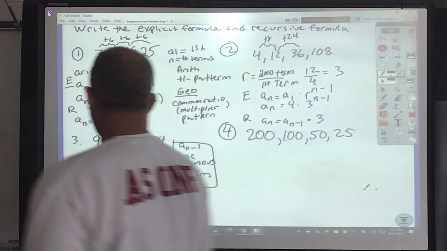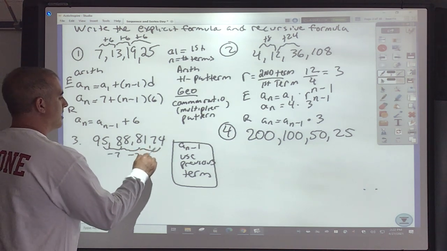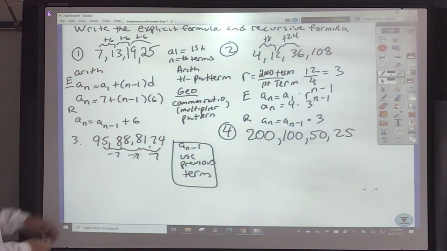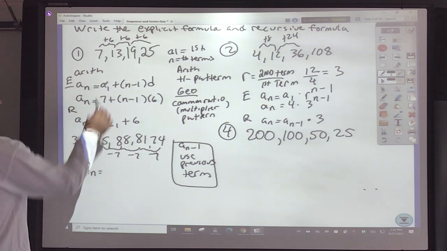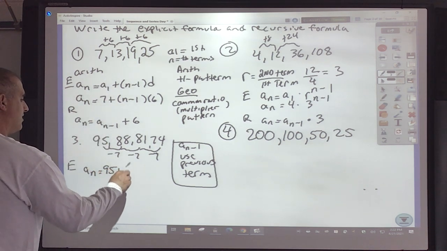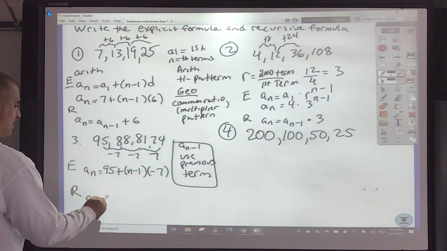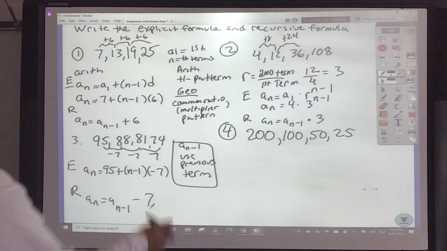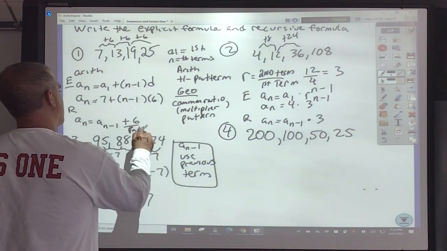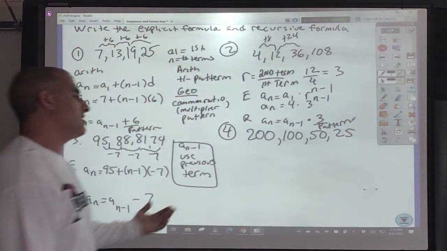Let's look at this one. Going from here to here, we would be subtracting 7, subtracting 7, and subtracting 7. Notice that even though the difference was a positive number before, the difference could be positive or negative. So the explicit formula is a_n equals my first term, 95, plus n minus 1 times negative 7. My recursive formula is a_n equals a_(n-1) minus 7. That's the pattern. Basically, all you have to do with the recursive is put what your pattern is. That's a simple way of explaining the recursive.